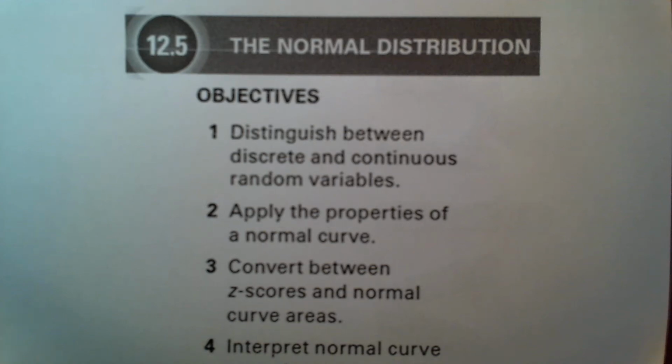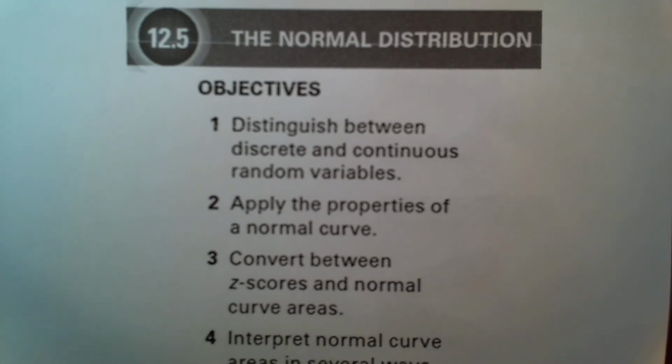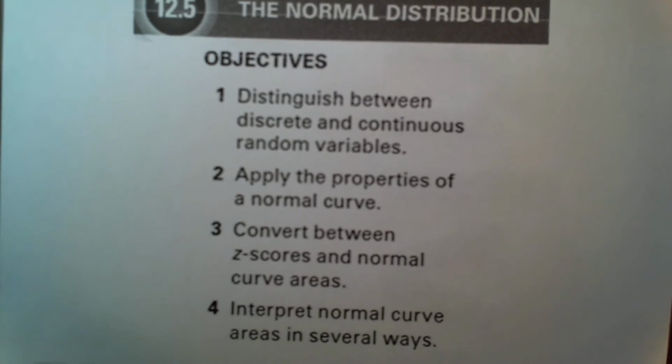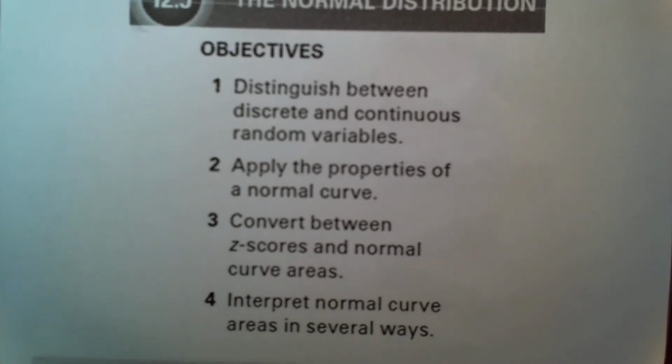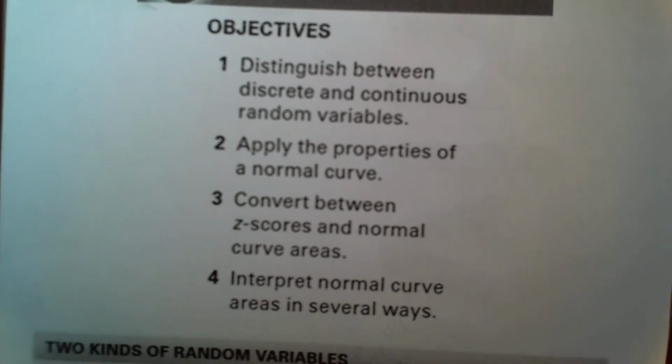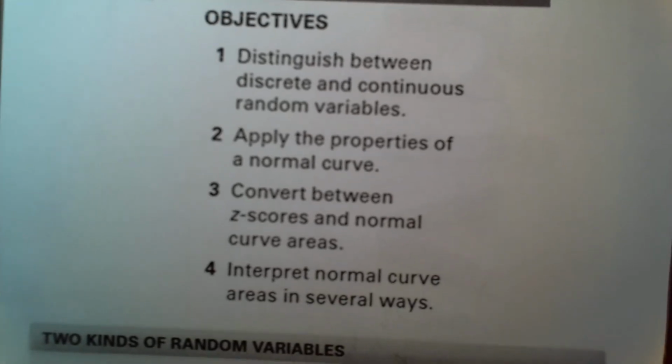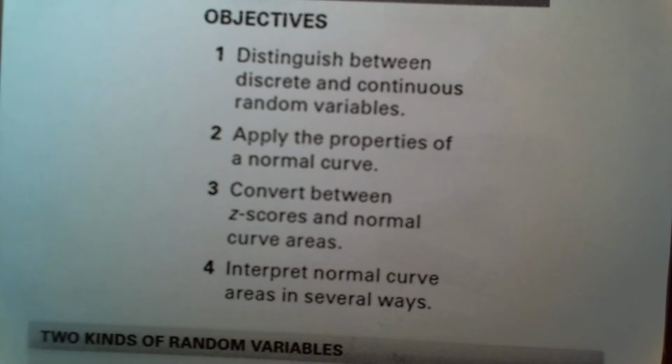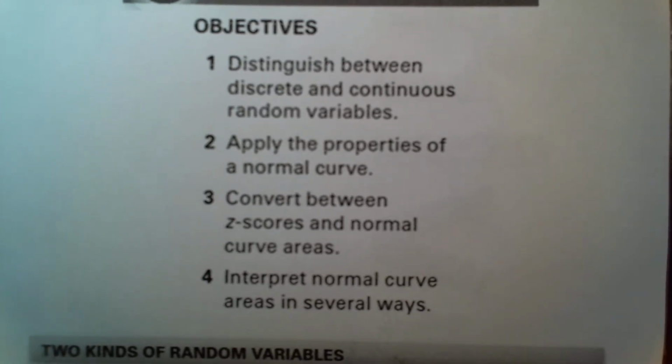Section 12.5, the normal distribution. Here we have four objectives: to distinguish between discrete and continuous random variables, to apply the properties of a normal curve, to convert between z-scores and normal curve areas, and to interpret normal curve areas in several ways. As you will see, the idea of a normal distribution is extremely important in inferential statistics and in statistics in general. So we will have a lot of details to discuss.